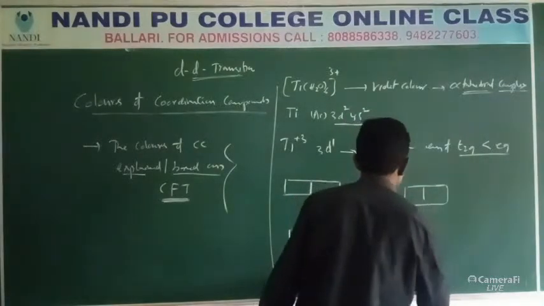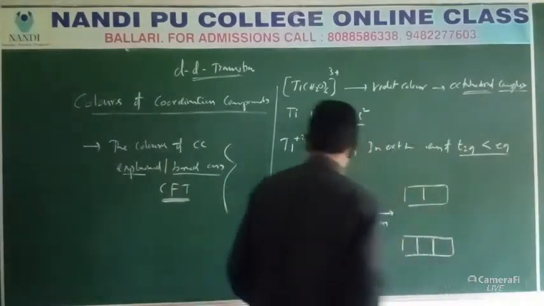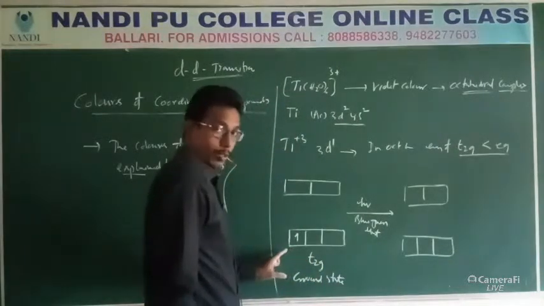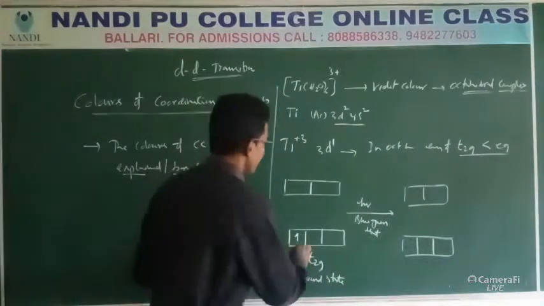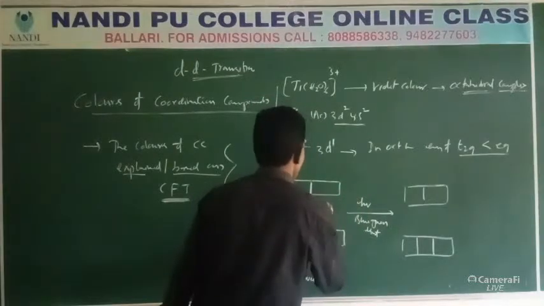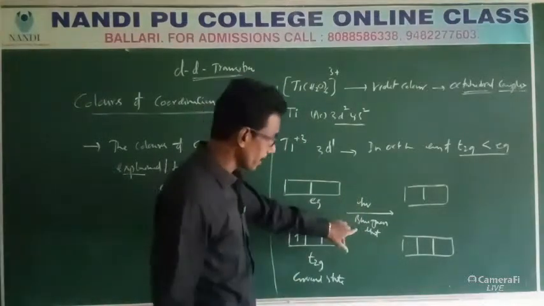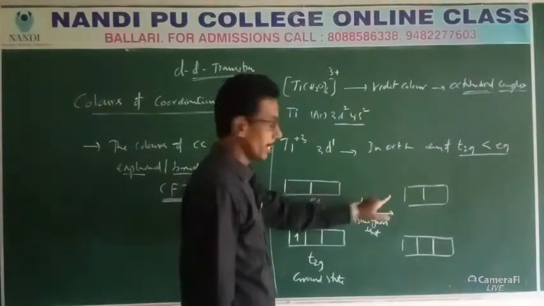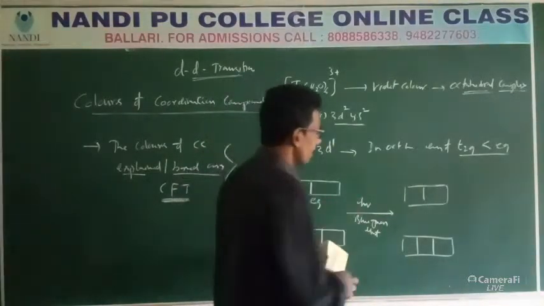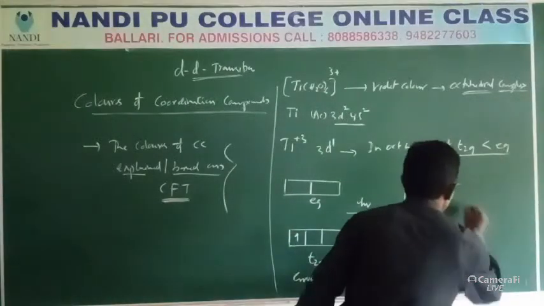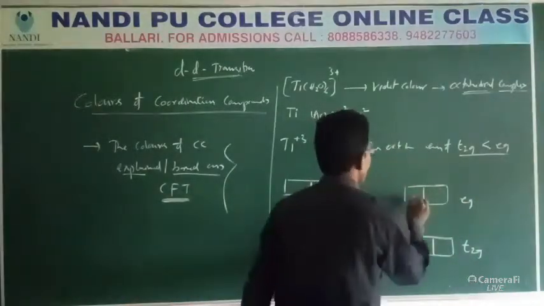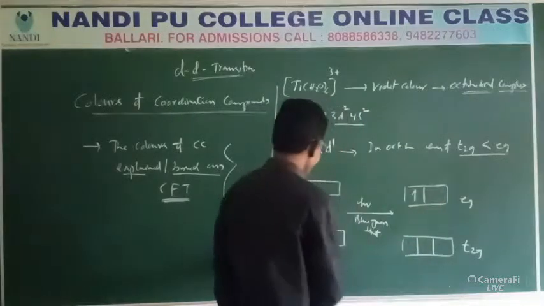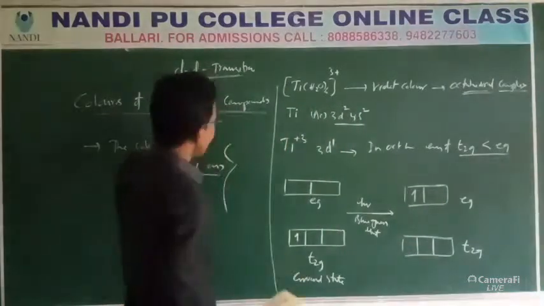EG. This is T2G. This electron is at lower energy, this is higher. This is T2G, children. This is what? EG. It absorbs some energy from visible light. This electron shifts into the excited state, meaning the T2G set goes into the EG set. This is what? T2G, EG. So this electron shifted into this one. So this is called DD transition.